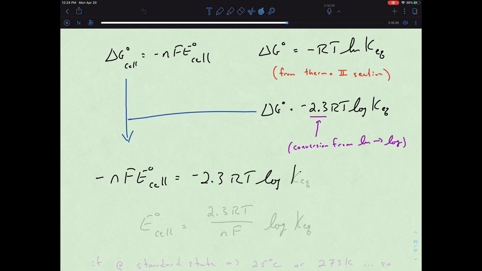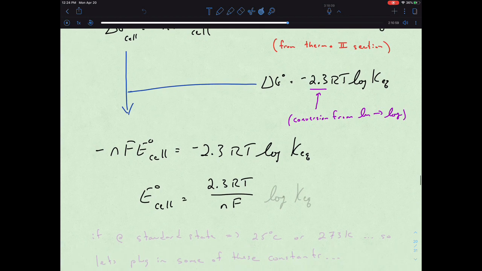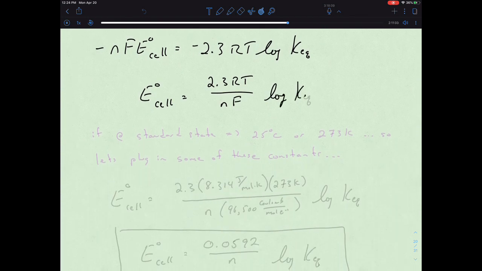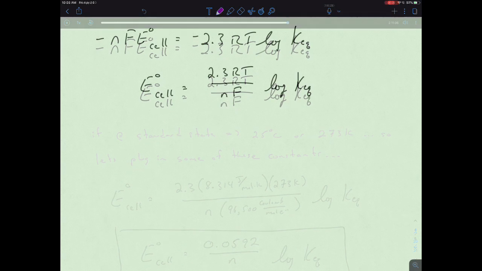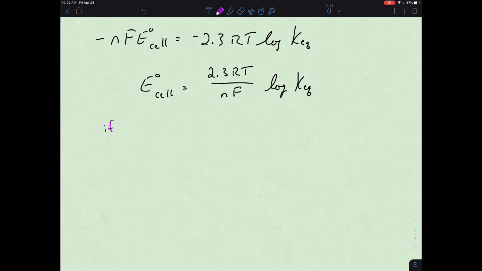We have something that looks like this, where we have our negative NFE is equal to negative 2.3 RT natural log of K. And if I do some derivation, I would get something that looks like this. Here, just dividing over the N and the F, the negative values, so our negatives are divided by a negative, so they cancel out. And we end up with this expression. If we are at standard state, that means we're at 25 degrees Celsius or 298 Kelvin.